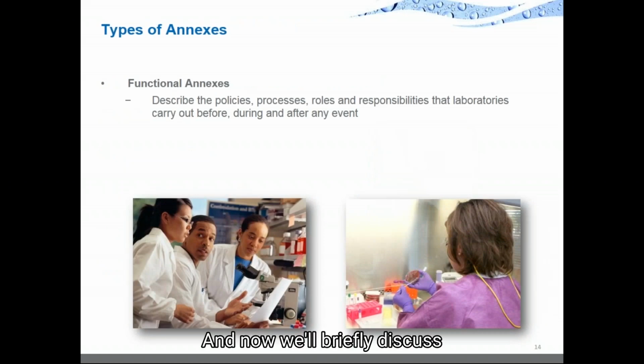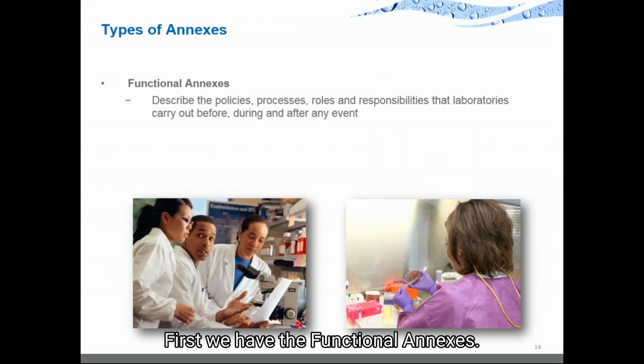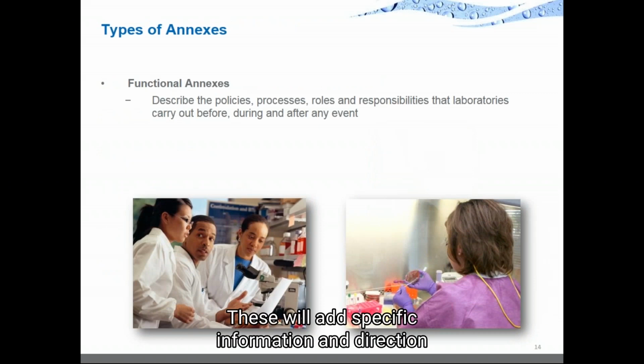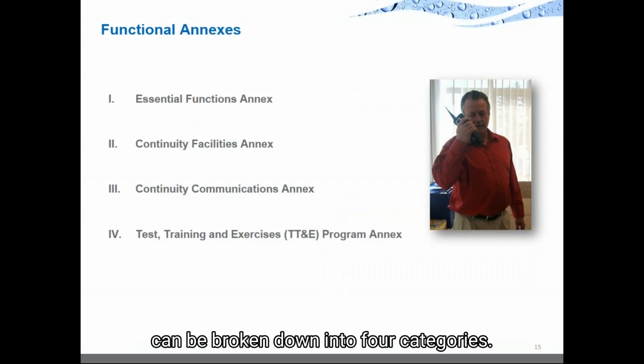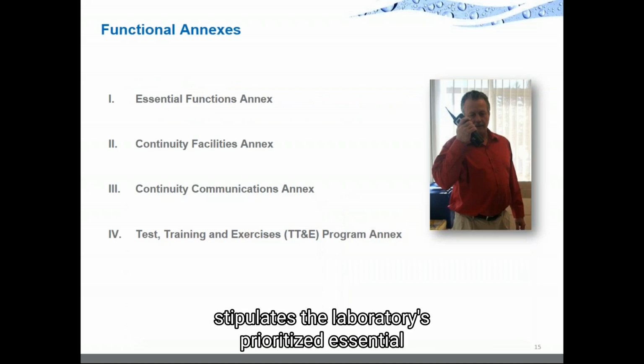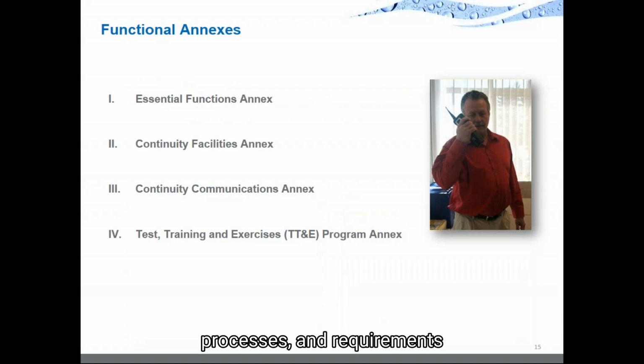And now we'll briefly discuss the different types of annexes in the COOP. First, we have the functional annexes. These will add specific information and direction to the basic plan. The functional annexes can be broken down into 4 categories. The essential functions annex stipulates the laboratory's prioritized essential or core functions, including identifying the components, processes, and requirements that ensure the continued performance of the laboratory's essential functions.